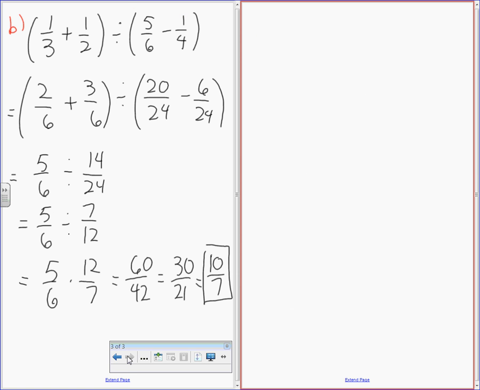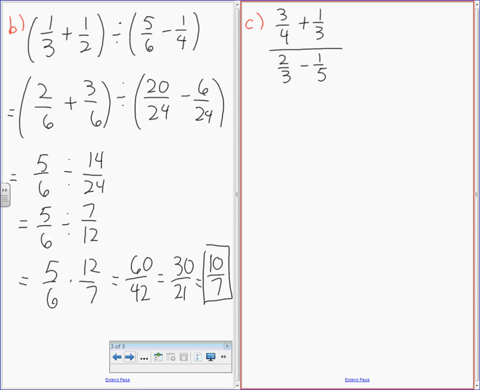All right, letter C. Now, I chose this one because I'm cruel. 3/4 plus 1/3 all over 2/3 minus 1/5. I intentionally picked this one to be mean.